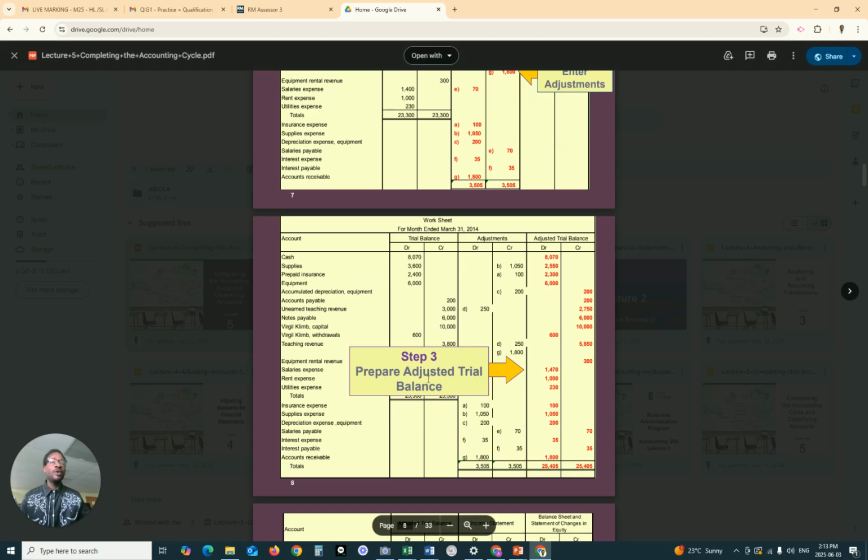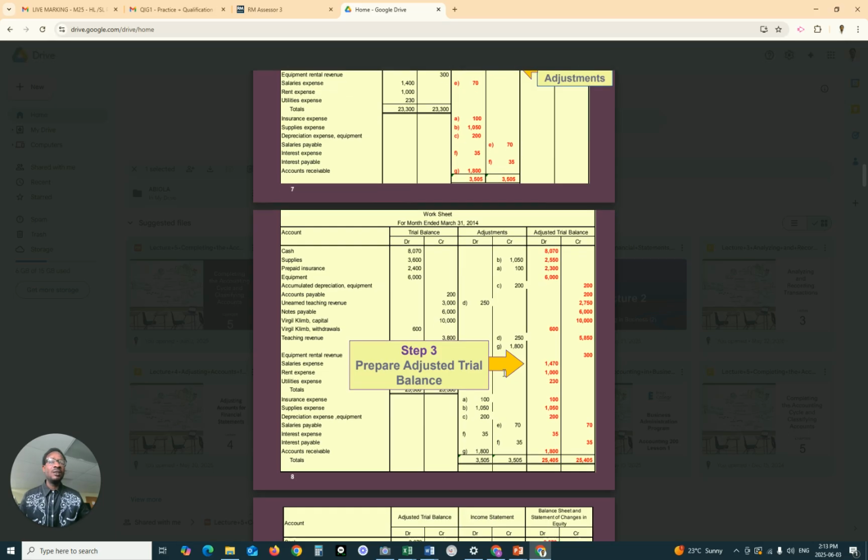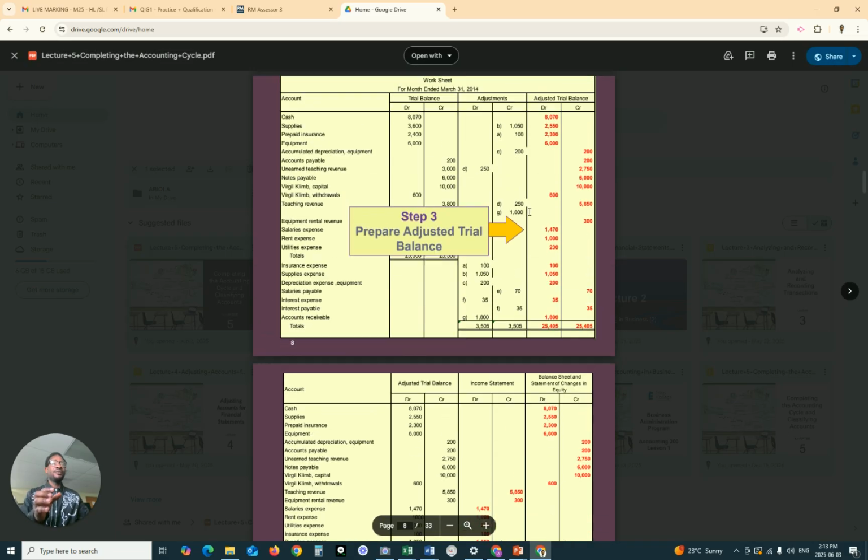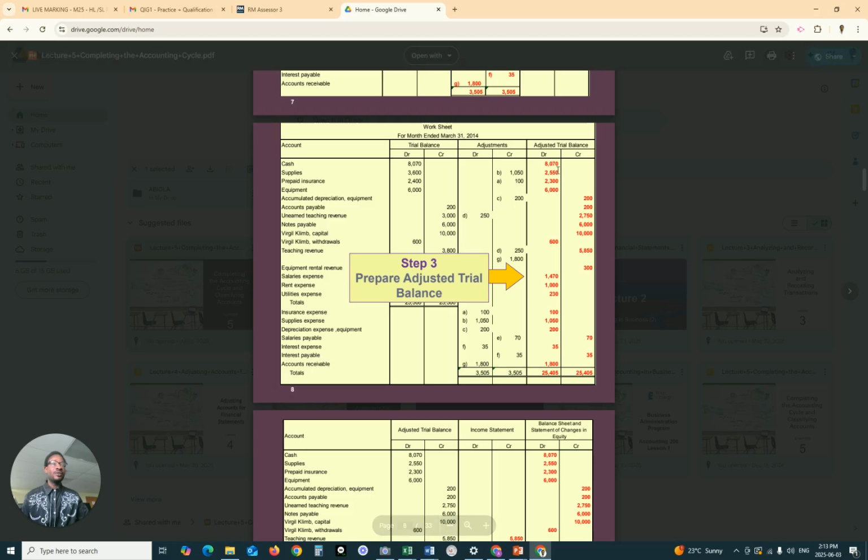Then our equipment, okay, from here, yes, 300. Salaries expense, is it 300? Okay, yeah, I can see it properly here. So salary expense 1,470. Okay, now this is the continuation after the fourth column. Sorry, this is the third column. Trial balance unadjusted, adjustments, adjusted trial balance is the third column, which is here.